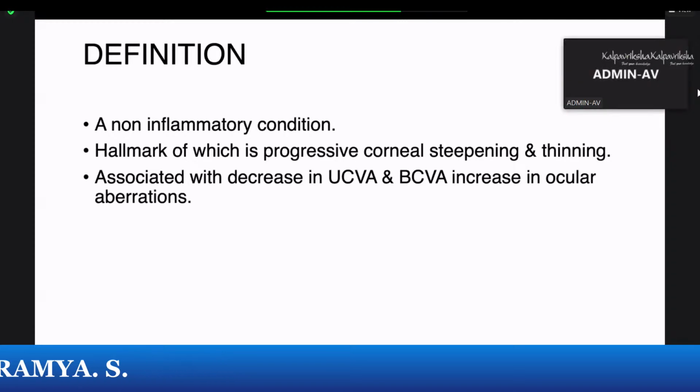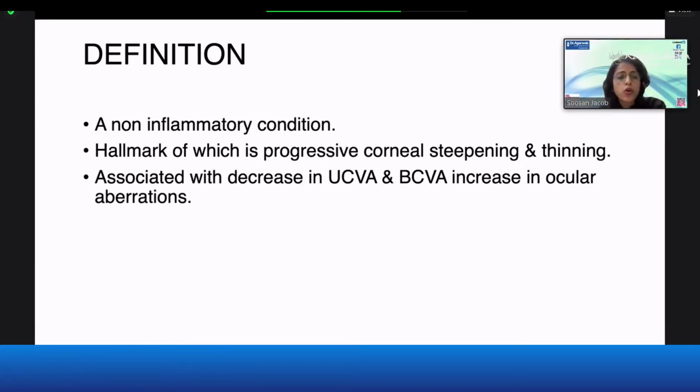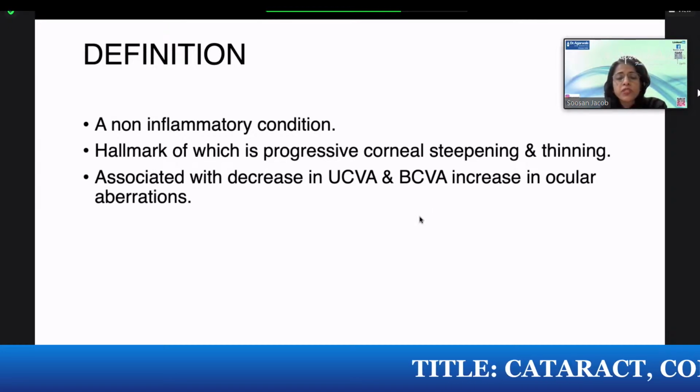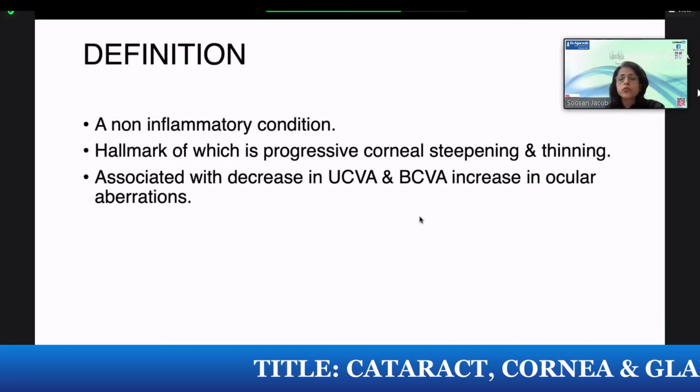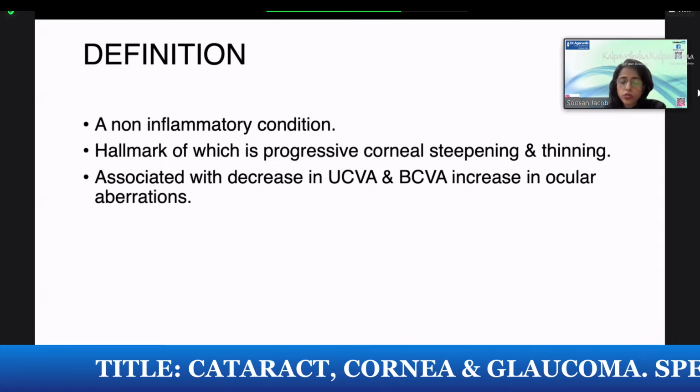Yes, madam. So what's the definition of a corneal ectasia? It's basically a non-inflammatory condition. That's number one, hallmark of which is progressive corneal steepening and thinning, and is associated with a decrease in the uncorrected and best corrected visual acuity, along with an increase in ocular aberration. So that's what it does.